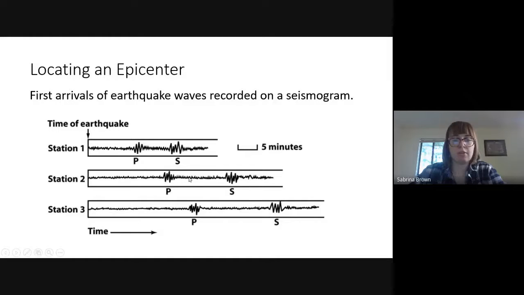P takes longer to get there. This interval between the P and the S wave is longer. And then the farthest station away, station 3, our P wave takes really long to get there. And then we have a long interval until our S wave gets there. So the closer you are to the focus of the earthquake, the closer together your P and S waves will be, and the less amount of time you have to wait from the initial time of the earthquake for those waves to arrive at your location.